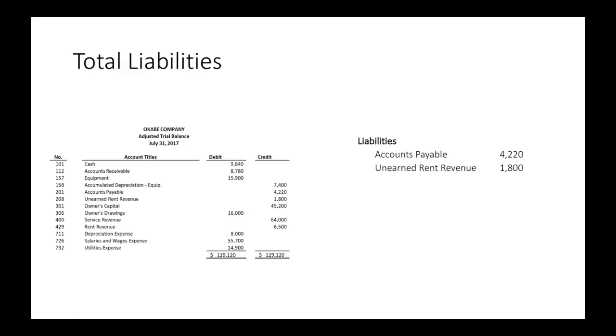So we take our accounts payable, we take our unearned rent revenue. We see that the next account listed on our adjusted trial balance is owner's capital, right? So we are now done with our liabilities. It's just payable and unearned revenue. We add those up and we get a total liability amount of $6,020.